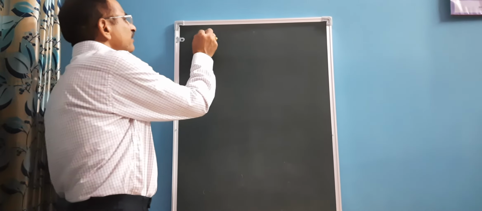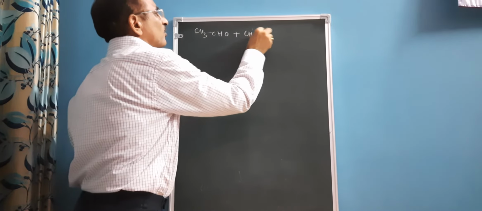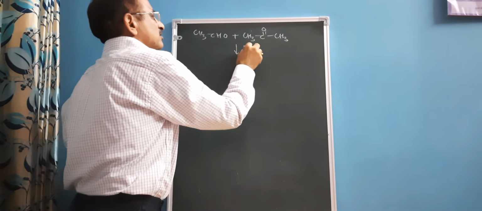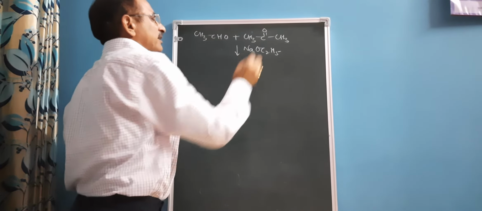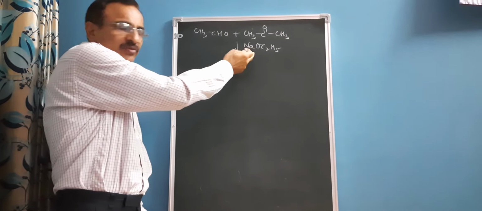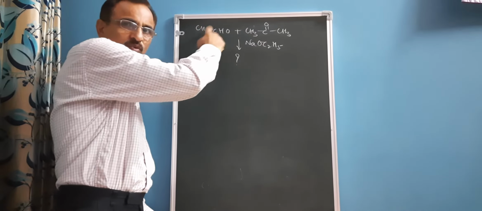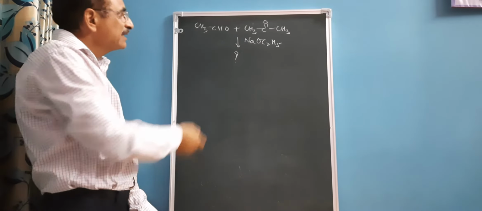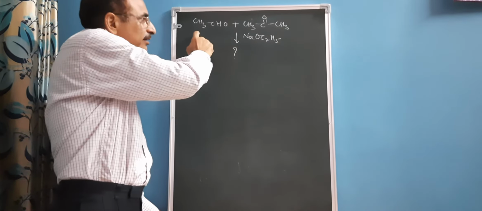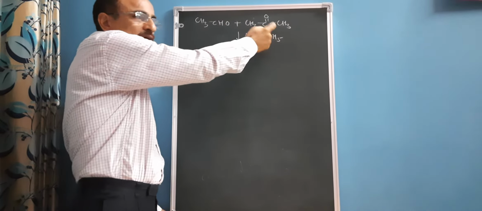Now if we have 1 mole of aldehyde, let's consider this, and 1 mole of ketone, then under similar conditions what will be the product? Here in this case we can see that we have an aldehyde as well as a ketone, and both have alpha hydrogen atoms. It means a carbanion will be formed with this aldehyde, and that carbanion may attack this aldehyde as well as this ketone also.